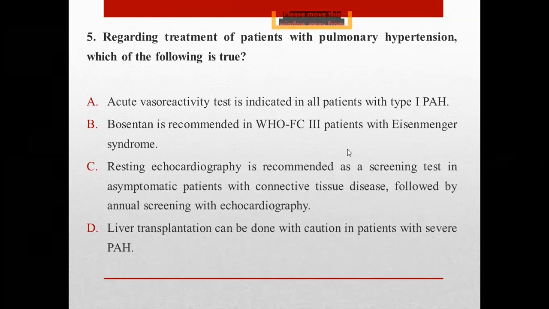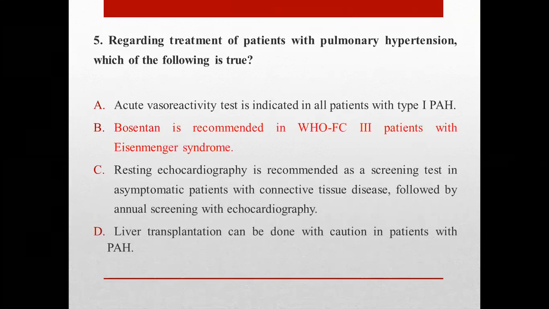So let us see the correct answer. We need the true statement. The correct answer is B. Only B is the correct. Bosentan is recommended in WHO function class 3 patient with Eisenmenger syndrome. So what about the 3 other sentences? Number A, acute vasoreactivity test is indicated in all patients with type 1 pulmonary arterial hypertension. No, not indicated in all patients. It is indicated in a subgroup of these patients.